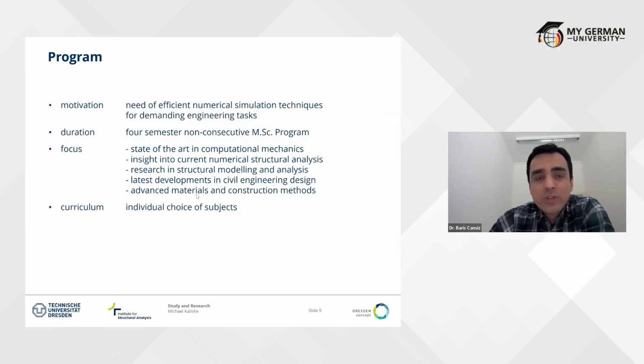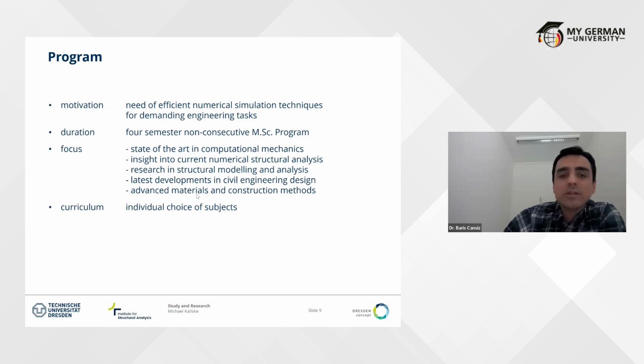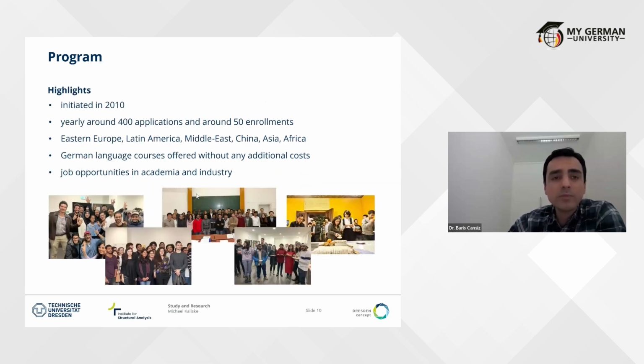So the motivation of our program is to qualify students with numerical simulation techniques, so that they are able to solve demanding engineering tasks. The duration of the master program is 4 semesters, and the focus of the curriculum is the state of the art in computational mechanics, and we provide insight into current numerical structural analysis and research in that direction. Of course, we also include the latest developments in civil engineering design and advanced material and construction methods. In the curriculum, we have a wide range of individual choice of subjects, so that students can select different lectures according to their interests. And some further highlights.